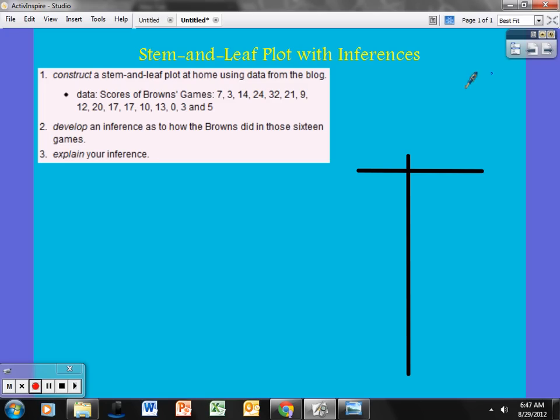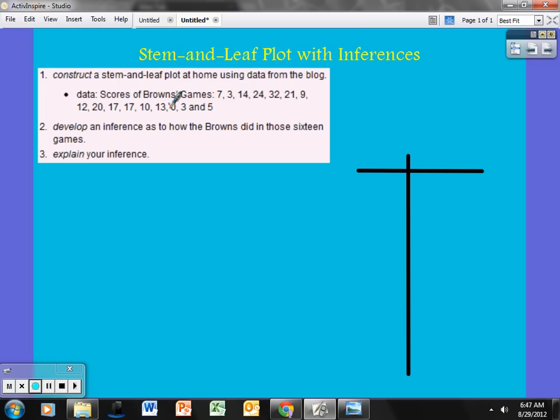So taking a look, it says construct a stem and leaf plot at home using data from the blog. So here's the data, scores of Browns games. Develop an inference as to how the Browns did in those 16 games and explain your inference. So first thing I'm going to do is construct my stem and leaf plot. Now I'm going to put the data over here so I can better analyze it and organize it really.